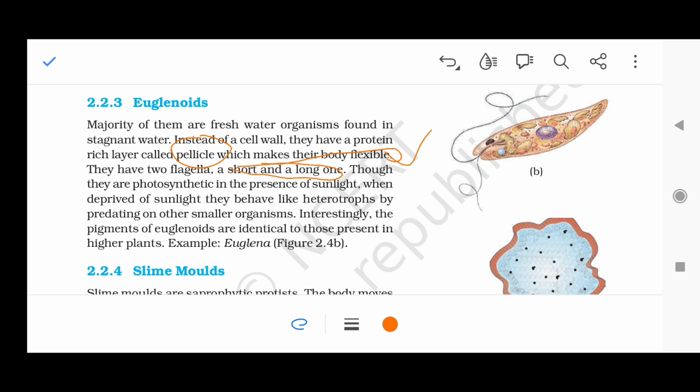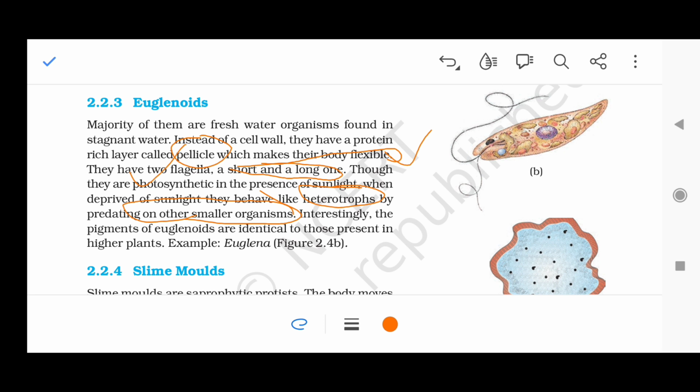Two flagella are present, one short and one long. They are photosynthetic in the presence of sunlight. When deprived of sunlight they behave like heterotrophs by predating on other smaller organisms. If sunlight is present they act as photosynthetic, but in case of absence of sunlight they also behave as heterotrophic organisms and depend on smaller organisms for their food.